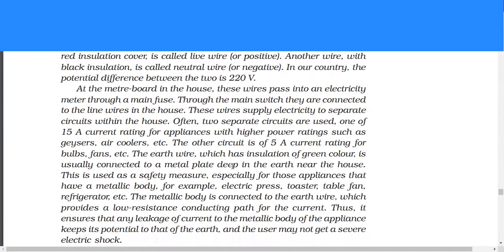At the meter board in the house, these wires pass into an electricity meter through a main fuse. Through the main switch, they are connected to the line wires in the house. These wires supply electricity to separate circuits within the house. Often, two separate circuits are used, one of 15 ampere circuit rating for appliances with higher power ratings such as geysers, air coolers, etc. The other circuit is of 5 ampere current rating for bulbs, fans, etc.